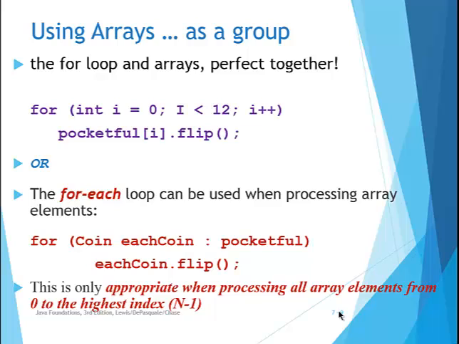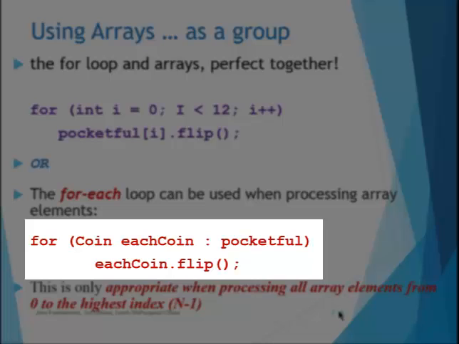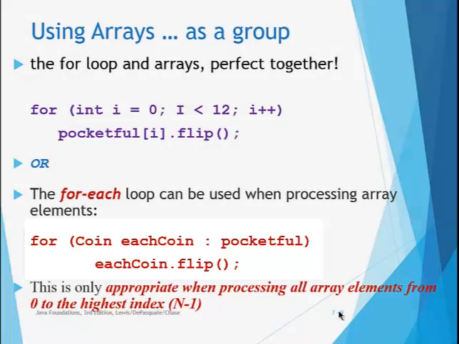Good. Okay. Now let's look at the newer loop construct that you learned about in Chapter 4, the for-each iterator loop. With this style, you create a class object that matches the array type and use it to flip all the coins in the array. Here we see each coin declared as type Coin and that it will iterate over the collection pocketful.